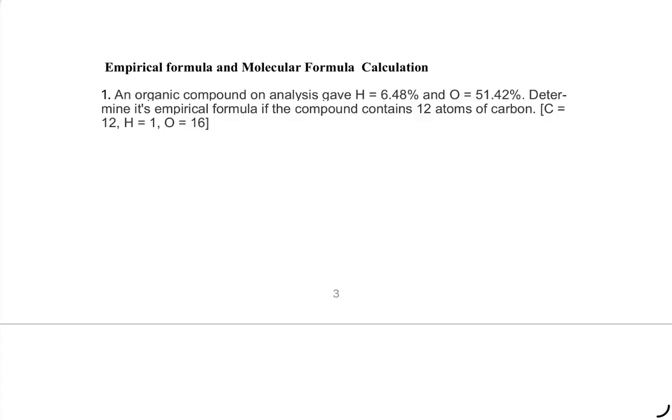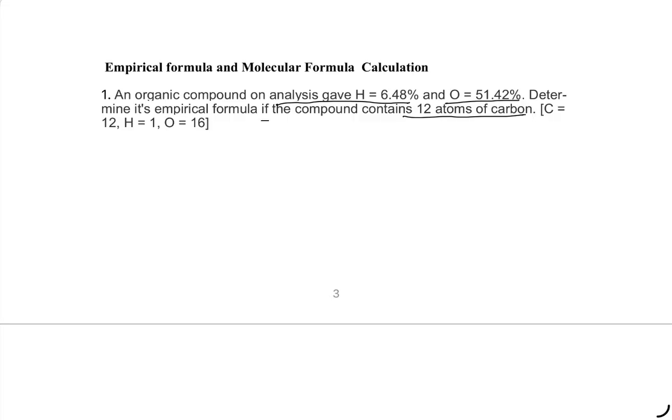Look at this question: an organic compound on analysis gives hydrogen and oxygen. Determine its empirical formula if it contains 12 atom grams of carbon. To calculate the empirical formula, you can draw a tabular column and calculate based on the column. It will be easy, the presentation will also be very neat, and it will be easily understood by the examiner who is checking your answer sheets.